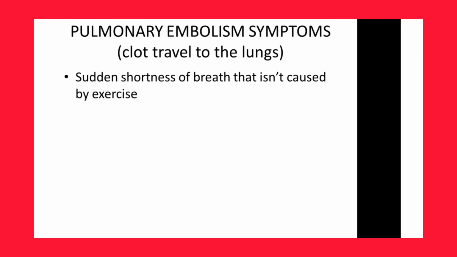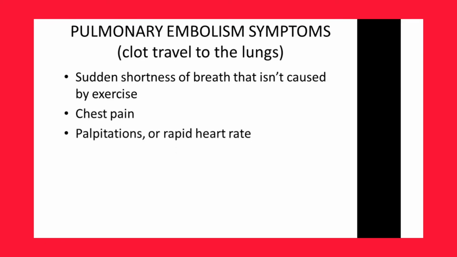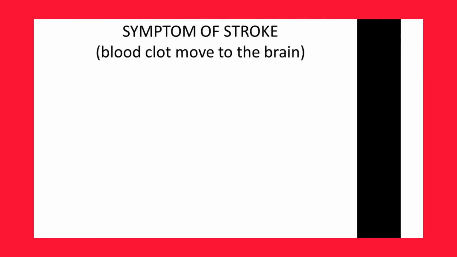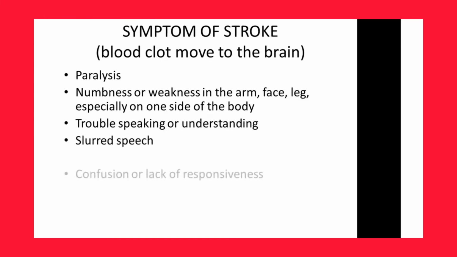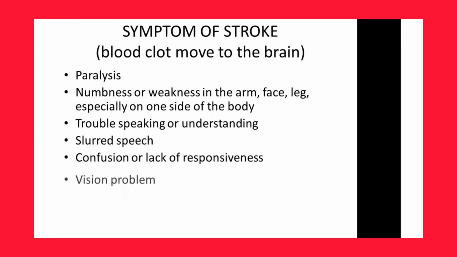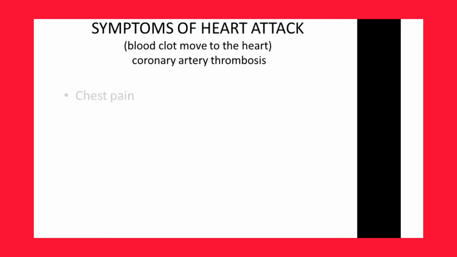Pulmonary embolism symptoms: when the clot travels to the lung, you have a sudden experience of shortness of breath, not because you are exercising, along with chest pain, palpitation, or rapid heartbeat. The symptoms of stroke are also very common. The clot moves to the brain. You have paralysis, numbness or weakness of the arm or foot, trouble speaking, slow speech, confusion or lack of responsiveness, vision problems, and trouble walking.